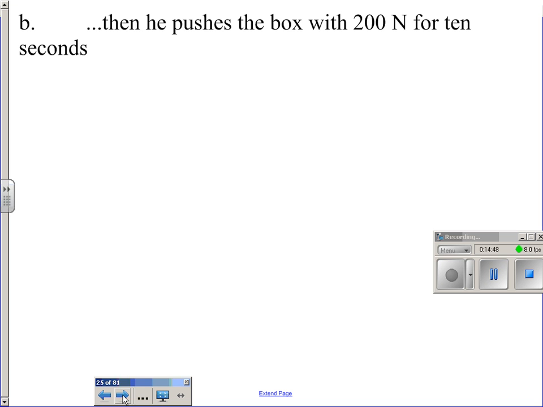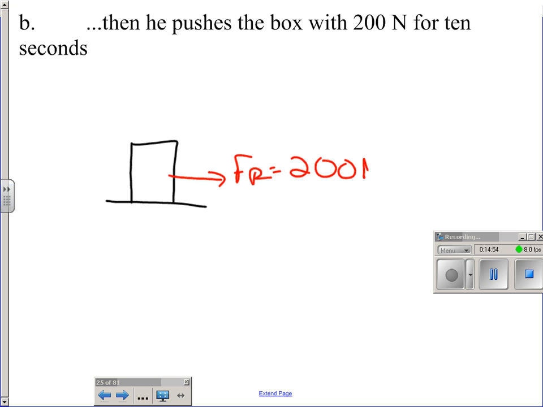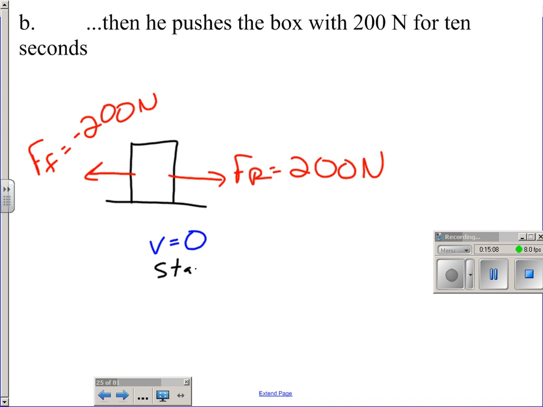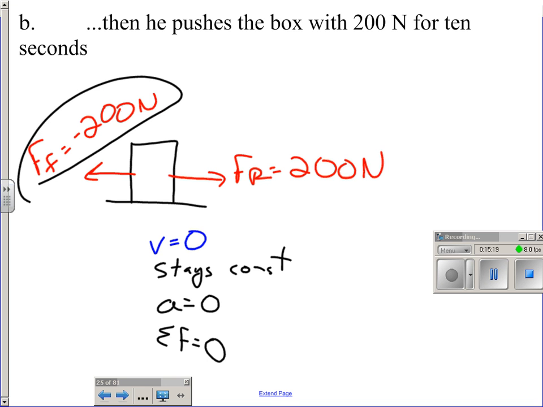So we're going to get the same thing. We're going to have our force of Roy, 200 newtons. Friction is going to try to stop it. It only needs 200 newtons to do that. And as a result, the velocity, which began at 0, stays constant because our acceleration is 0 because the net force is 0. Okay? And the whole key to this is that this 200 newtons is still less than that 400.